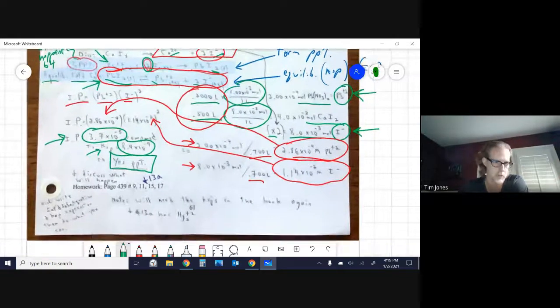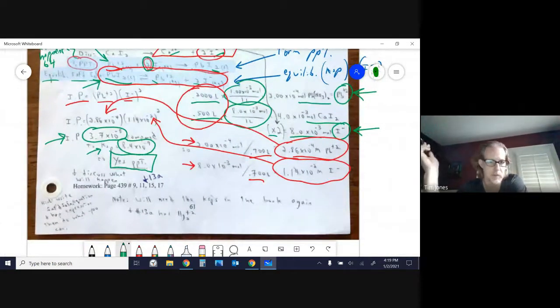That should take care of it. Let me see what notes I have here. I say in the homework, you will need the KSPs in the book, so be aware. Number 13 has that weird mercury 1 ion. And that should take care of that lesson.